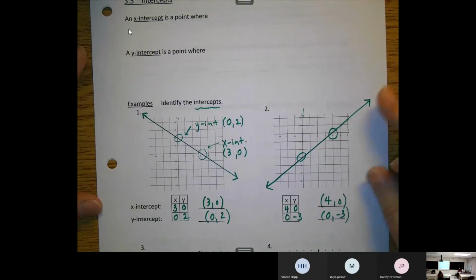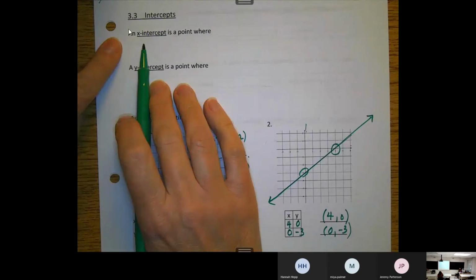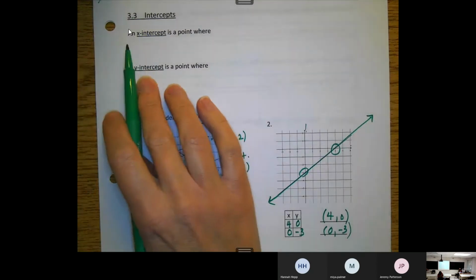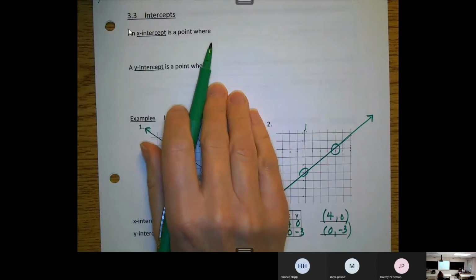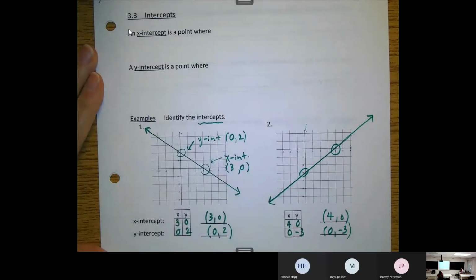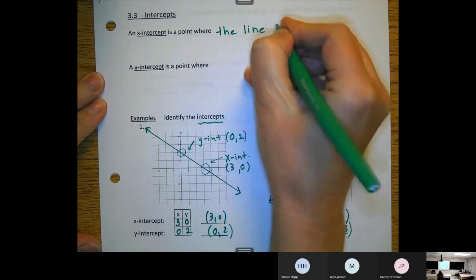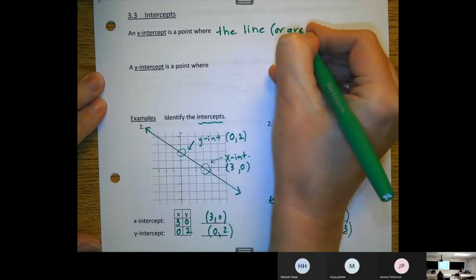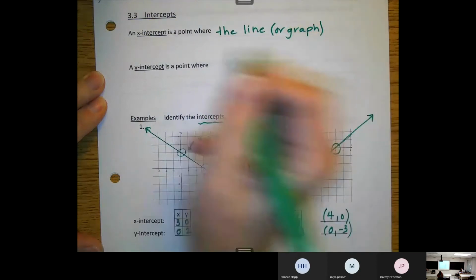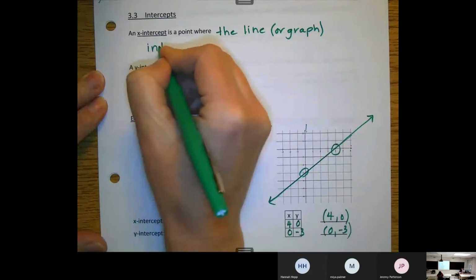With what we've seen so far, could you finish off the definition up at the top? An x-intercept is a point where, what do you think? Something like point where the line does what? Intersects the x-axis. Sounds good. Where the line intersects the x-axis.